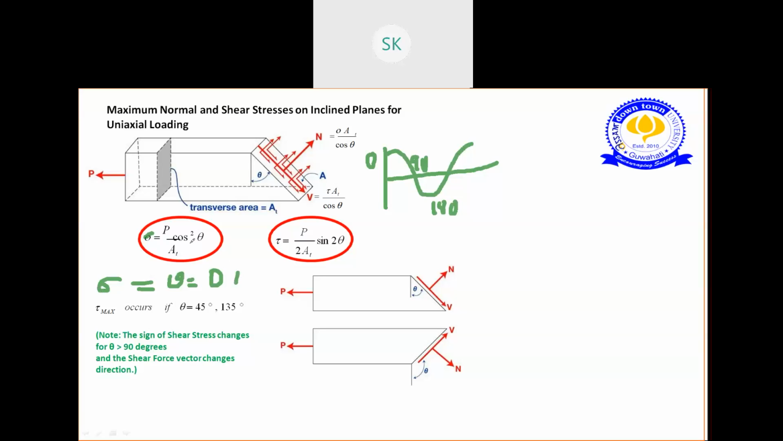Okay, so if I put cos theta equal to 0, what will be the sigma value? Write it down in your copy and tell me the answer, or use your calculator. What is the value of cos theta? If I put a 0 value in place of theta, what will be the value?